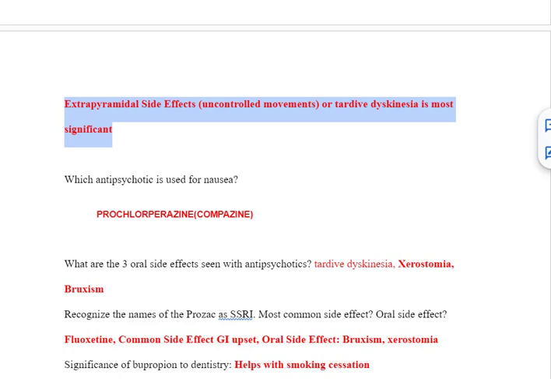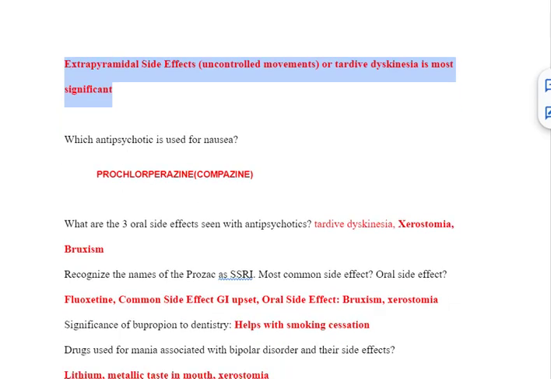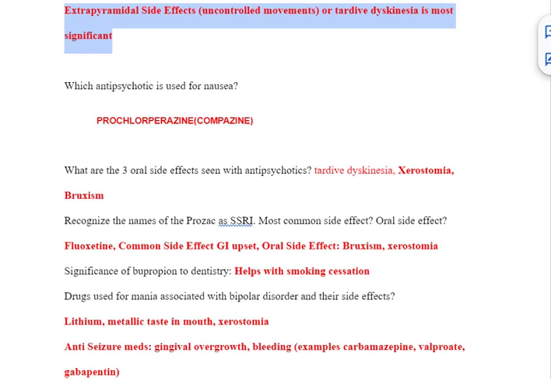So Compazine is used for nausea. 3 oral side effects seen with antipsychotics: tardive dyskinesia, xerostomia, bruxism. That's good. Recognize the name Prozac. So if I say Prozac, I might just say Prozac on the exam, not fluoxetine. But if you want me to say fluoxetine, I can. But most people recognize Prozac as some sort of antidepressant. Most common side effect, GI upset.